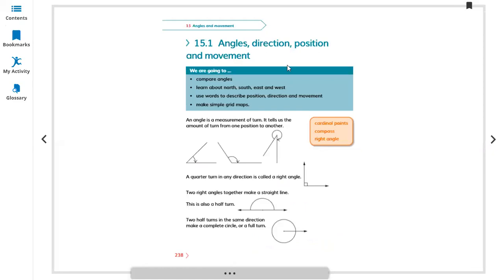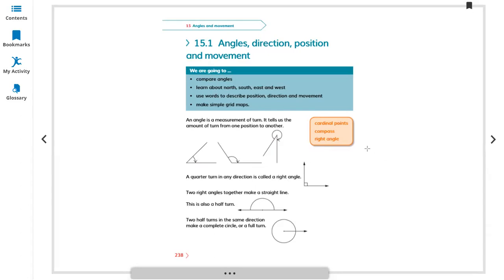So let's start 15.1. An angle is a measurement of turn. It tells us the amount of turn from one position to another. So you can see these angles are different. This is small, less than a 90-degree angle, or less than a quarter, you can say. Quarter means, as I told you previously, the fourth part of a circle. So it's actually the shape of L, and we call this quarter a right angle. A right angle completes the shape of L.